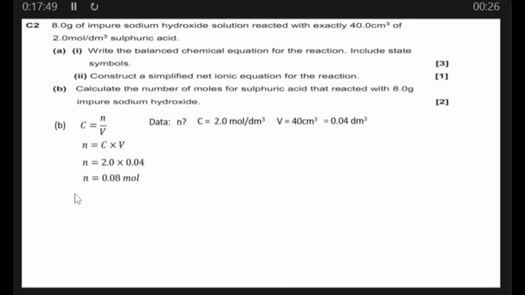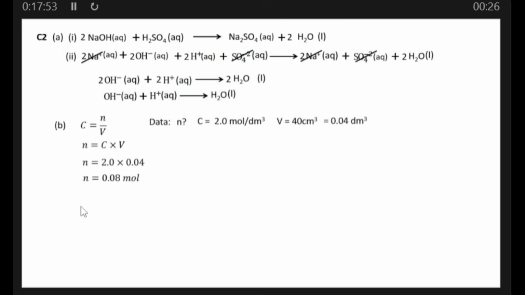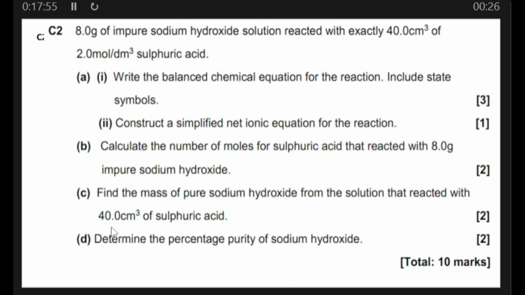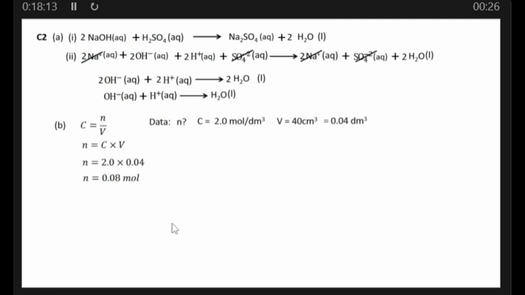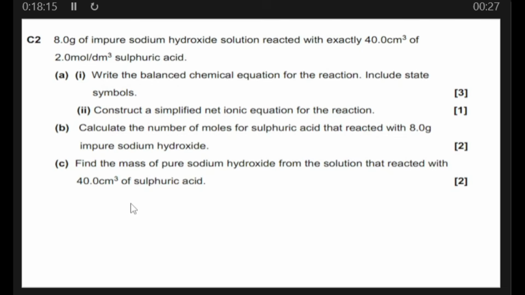So let's go to another question, which is question C. Find the mass of pure sodium hydroxide from the solution that reacted with 40.0 cubic centimeters of sulfuric acid. All right, so let's clear the space here and maybe let's put the question here.